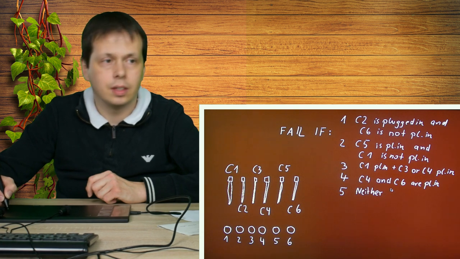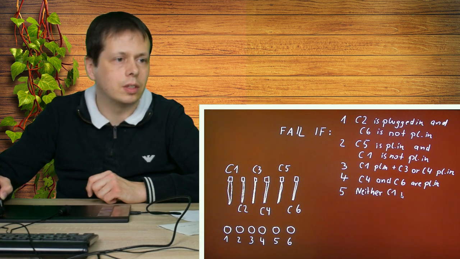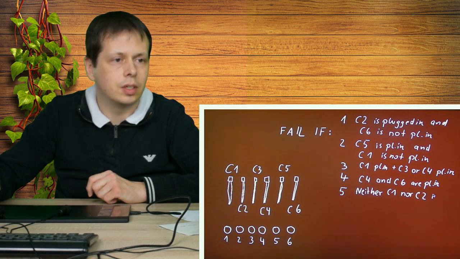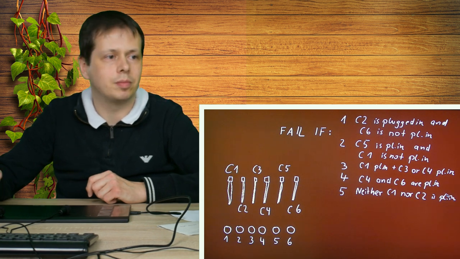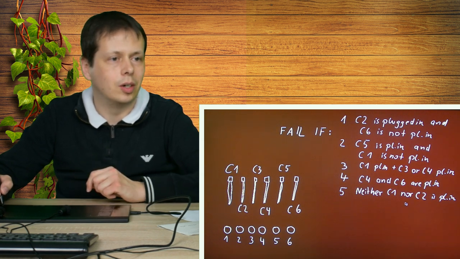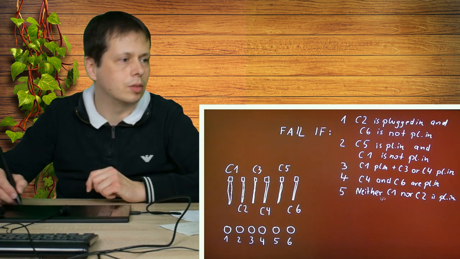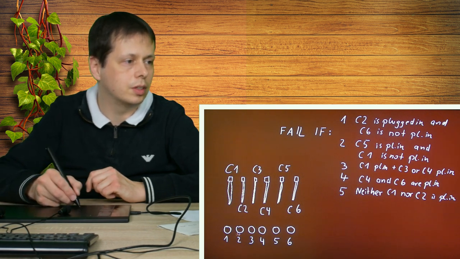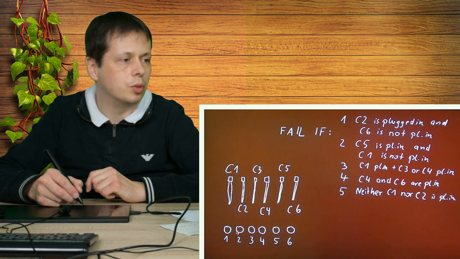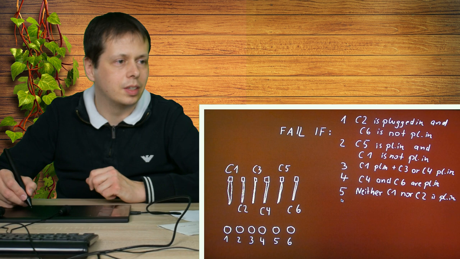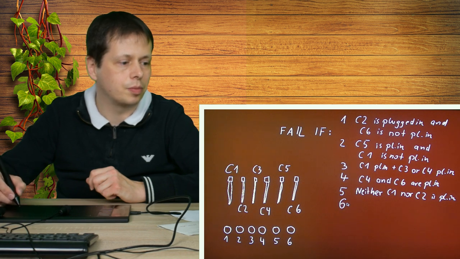Neither cable 1 nor cable 2 is plugged in. So at least one cable, one or two of the boxes here, have to be filled with a filled circle. And condition 6.